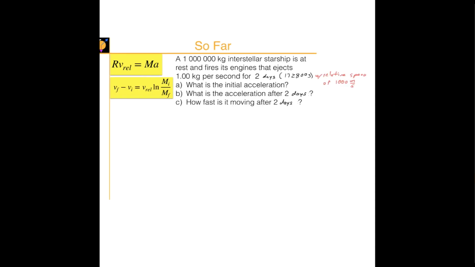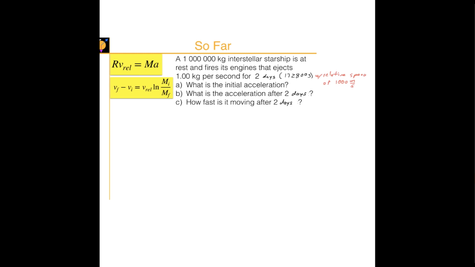One last problem. Let's look at a 1 million kilogram interstellar starship. It's at rest, and it fires its engines such that it ejects fuel at 1 kilogram per second, and it does it for 2 days. So it fires its engines for 2 days, ejecting 1 kilogram per second, with a relative speed of 1,000 meters per second. Okay, so let's look at a couple things here. We're going to figure out what was the acceleration at the beginning, what's the acceleration after 2 days, and how fast is it moving after 2 days.